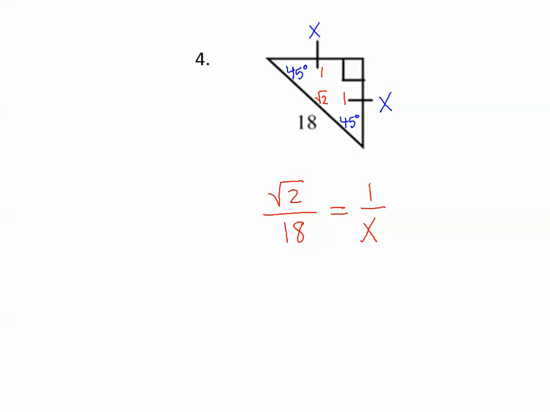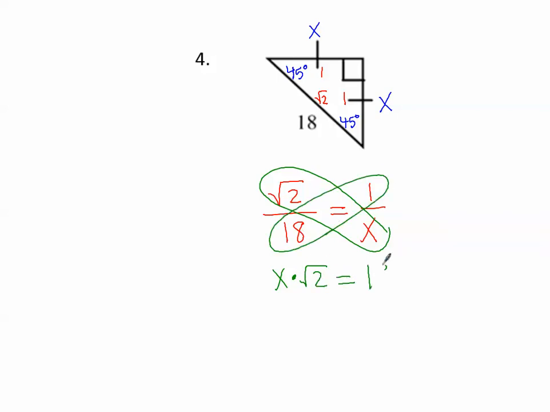Now we can cross multiply. X times square root of 2 equals 1 times 18. How do I get x by itself? Divide by square root of 2. I'm left with x equals 18 over the square root of 2. That is a fine answer for each of those legs. 18 over square root of 2.